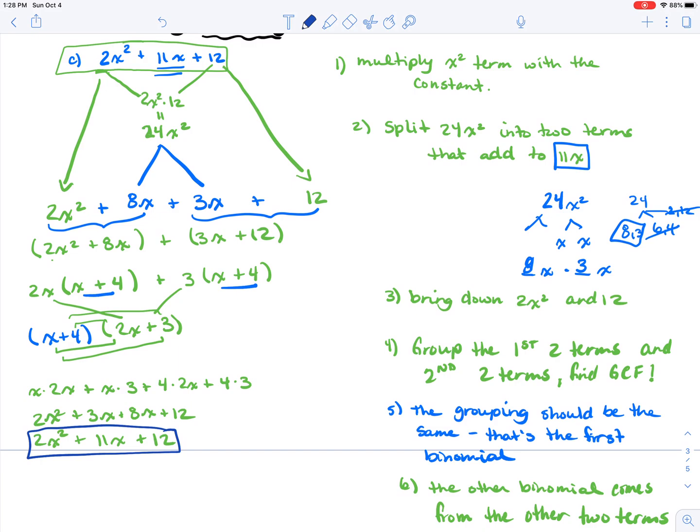Some of you may find this a lot of steps, but you actually may find it easier because you're only factoring this middle part.